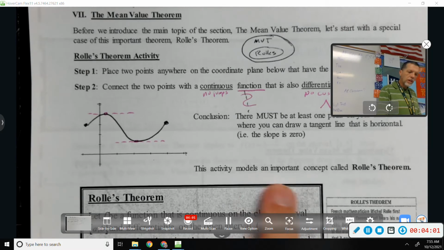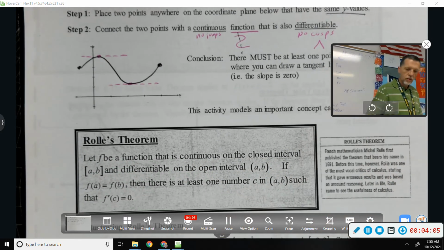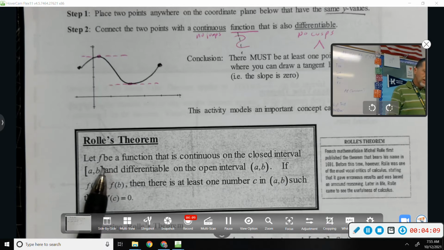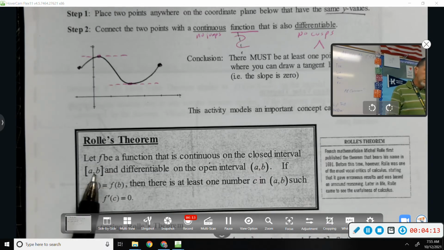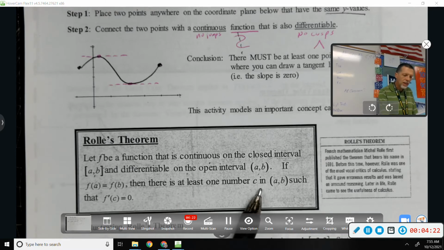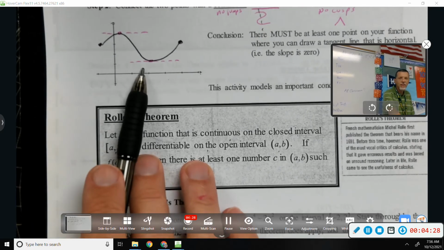This activity models an important concept called Rolle's theorem. So here's Rolle's theorem, the fancy way to say it. Let f be a function that is continuous on the closed interval a to b, differentiable on the open interval a to b. If f of a equals f of b, then there is at least one number c in a to b such that the derivative is 0. Boy, that's a lot of words. But your picture is the important thing.